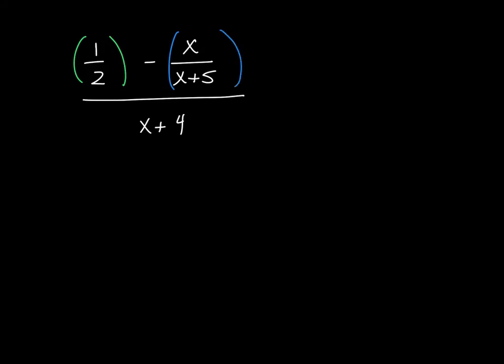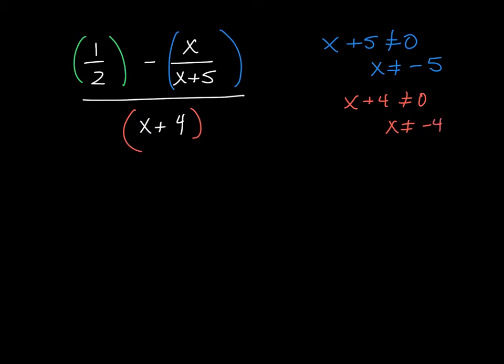Then in this second portion, remember, I'm only concerned if the denominator is equal to 0. So I know that x plus 5 cannot equal 0, which tells me x cannot equal -5. In the last one, the entire denominator of the fraction, x plus 4, also cannot equal 0. So x cannot equal -4. So those are the only two limits that I have on my x values right now.